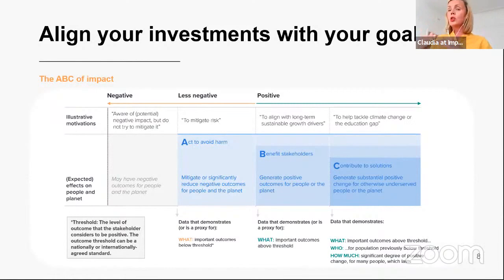So contributing to solutions not only looks at a positive outcome, but it also looks at the who. So is that outcome either significant or does it serve an otherwise underserved stakeholder? So it's looking at depth as well as intentionality. So these are the three categories.